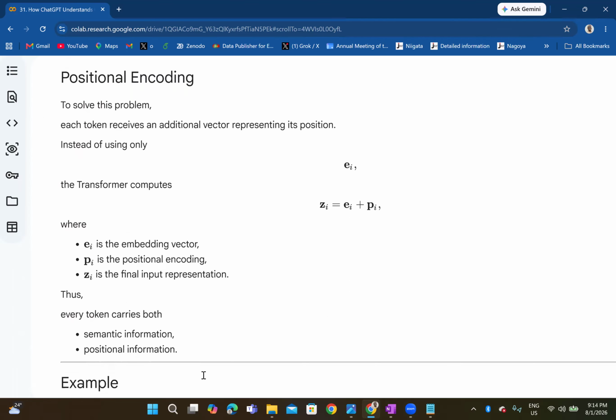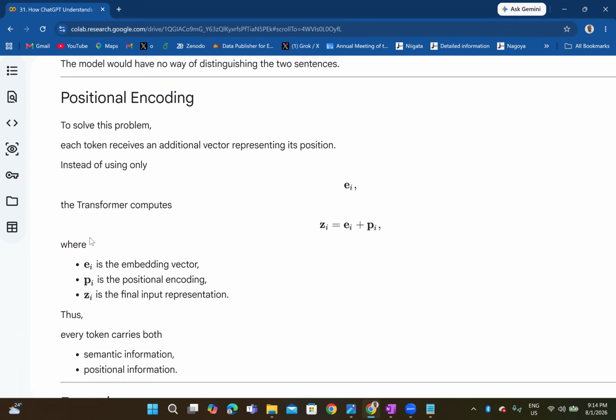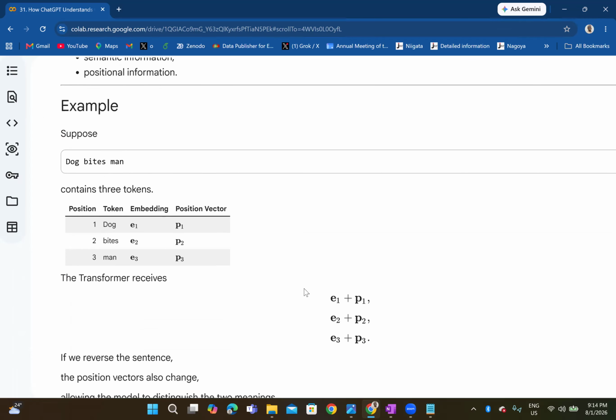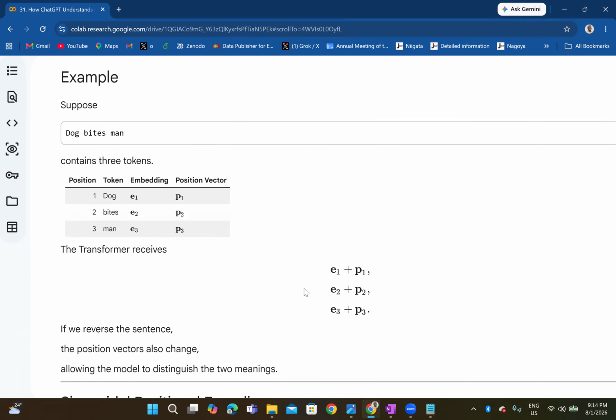So then comes positional encoding. To solve this problem, each token receives an additional vector representing its position. So instead of using only Ei, the transformer computes Zi equals Ei plus Pi, where Ei is the embedding vector, Pi is the positional encoding, and Zi is the final input representation. Thus, every token carries both semantic information and positional information. So meaning is not enough, position also matters.